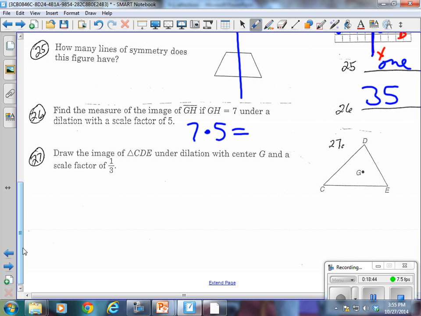27. We want a scale factor of 1/3. Well, 1/3, it's positive, so it should be getting closer to the center point, which is G, and it's a fraction, it's 1/3, so it should be getting smaller. And all I'm going to do, we want about 1/3 of that distance from there to there. So I'm going to say somewhere about in there, that's going to be C prime. 1/3 of this distance up here, about there maybe. And this one over here, about 1/3 of that, somewhere about in there.